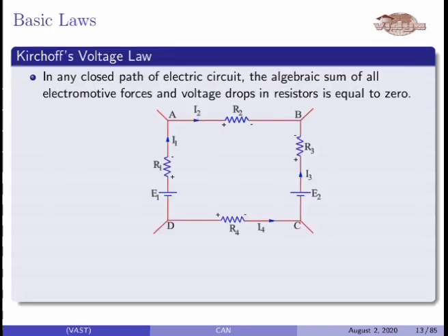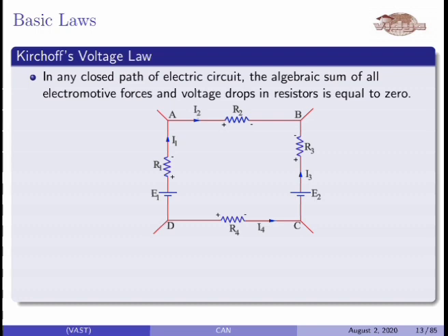Next, let us try to understand what is Kirchhoff's voltage law. In any closed path of an electric circuit, the algebraic sum of all electromotive forces and the voltage drops in the resistances will be equal to 0. It is the simple statement of Kirchhoff's voltage law. Here also we say the algebraic sum, which means that we have to consider whether the voltage is raised or dropped across the element.